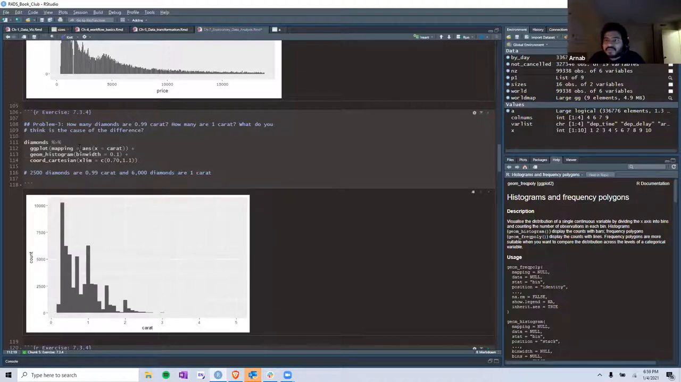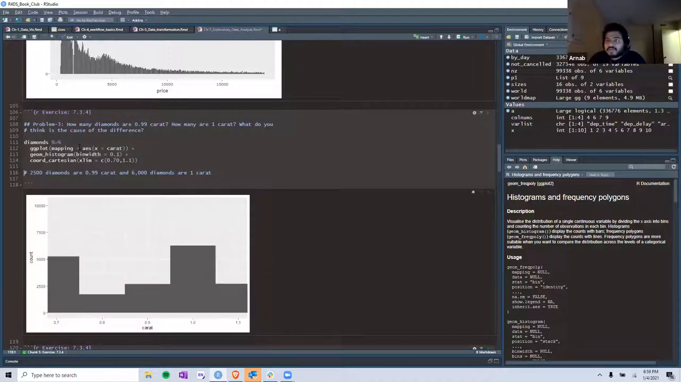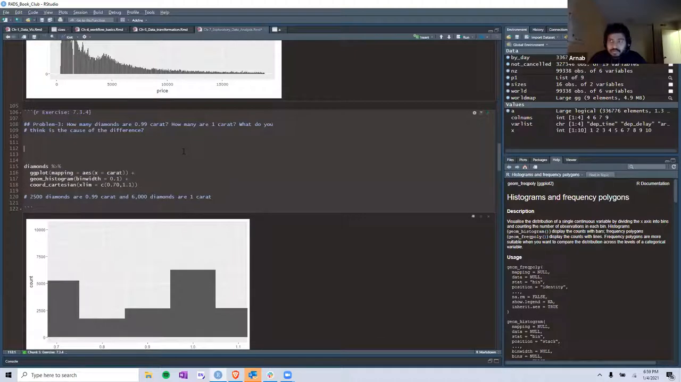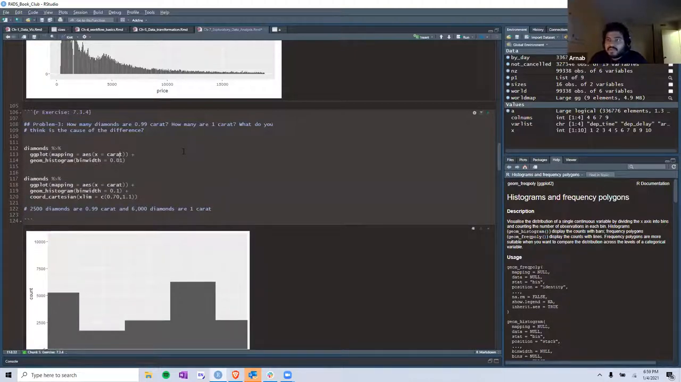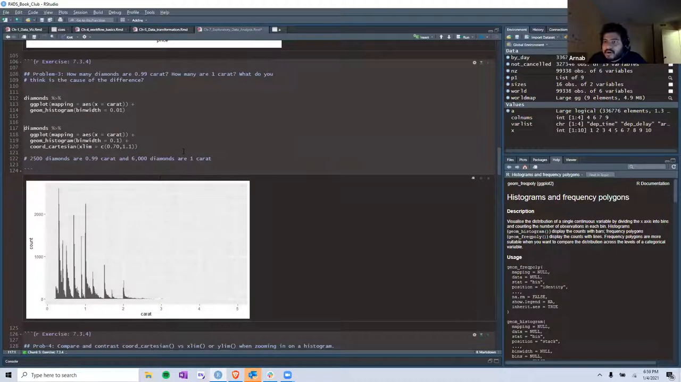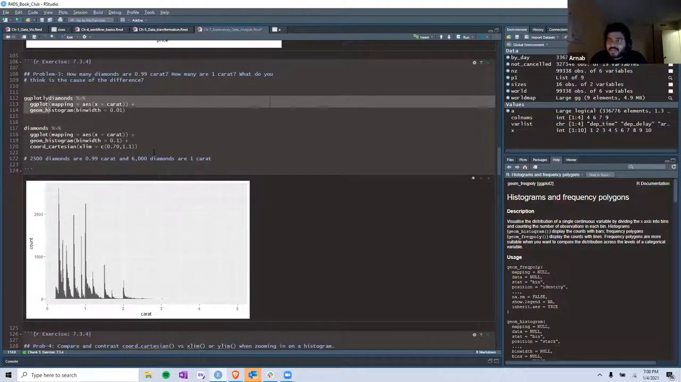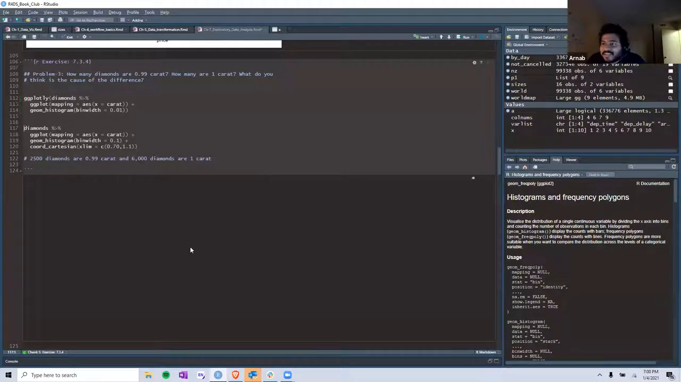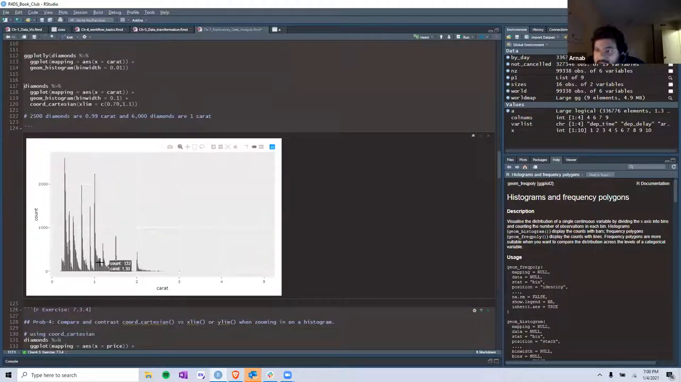We can use coord_cartesian to limit the x-axis. So this tells us that, oh, actually 0.99 and 1, right? We should actually do an even smaller bin width, 0.01 maybe. And now I'm going to apply my newly learned ggplotly skills to use. So yeah, this is where we are at.